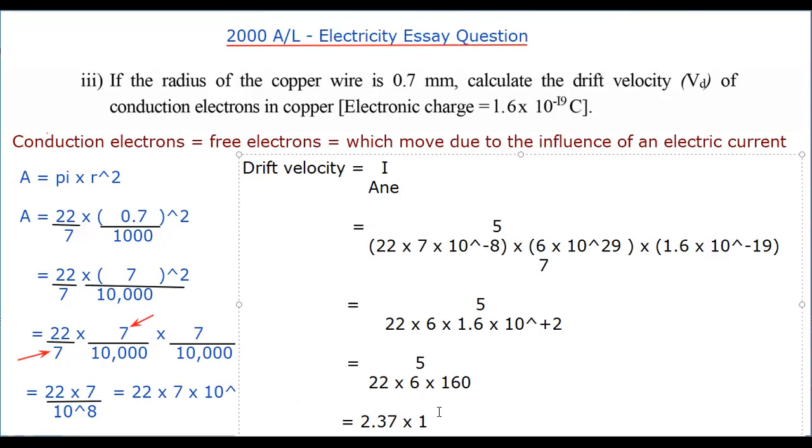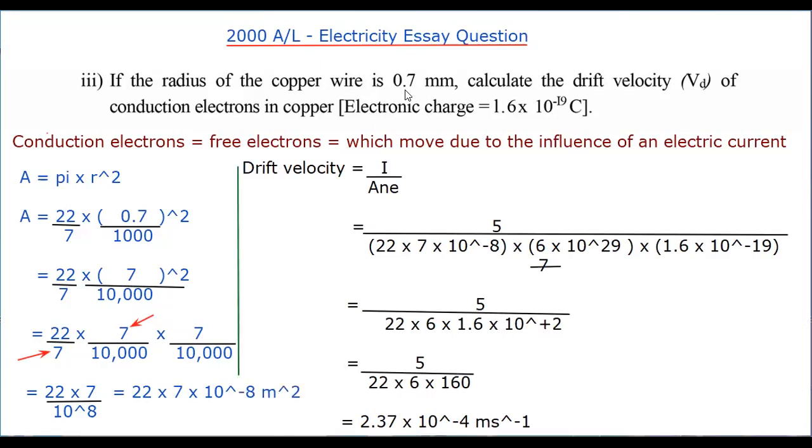Is it 2.37 into 10 to the power minus 4 here? Is it correct or wrong here? Is this answer correct? 2.37 into 10 to the power minus 4 meter per second. Who got this answer? Who got 10 to the power minus 4? It is a very small value. Who got this answer? Lamai?